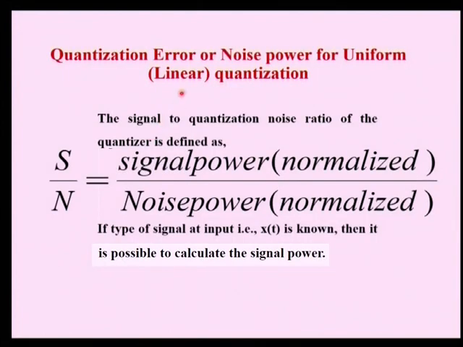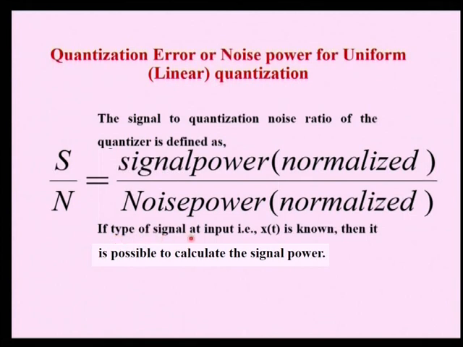Now, we are going to see about the signal to noise ratio. The signal to noise ratio is nothing but the ratio of the signal power to the noise power. And in this case we are going to compute the noise power, that is quantization error power, for a uniform quantization. Here S by N is the ratio which is shortly called SNR, which is defined as the signal power to the noise power.